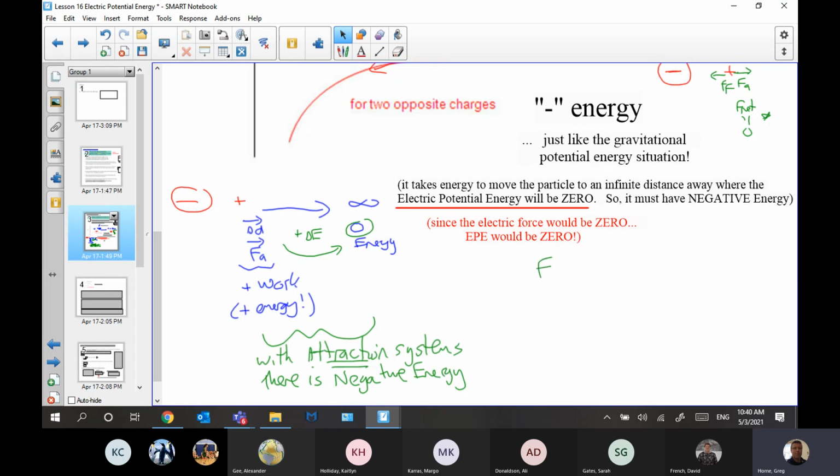So let me write that in. Fe at infinity would equal kqq over infinity squared, which equals zero. Divide by a big enough number, you get zero. Have I sufficiently explained this weird thing?